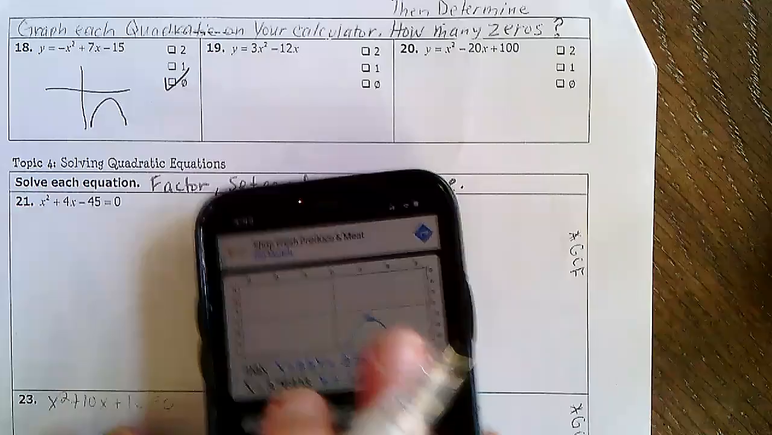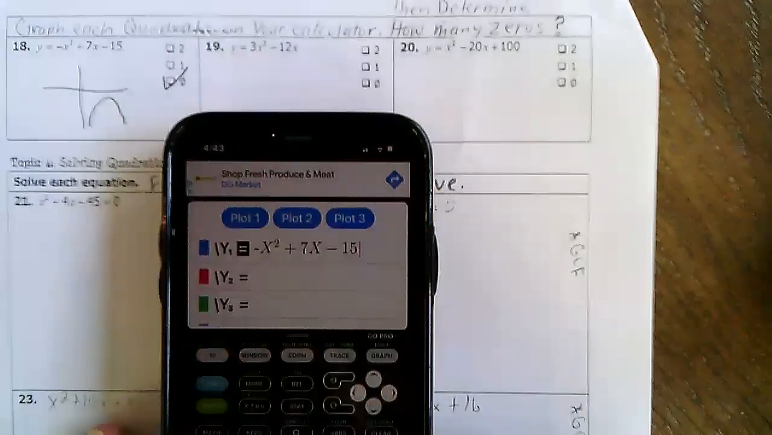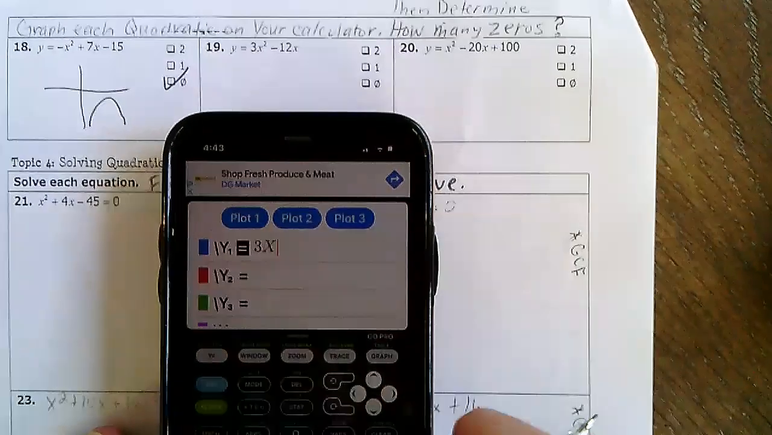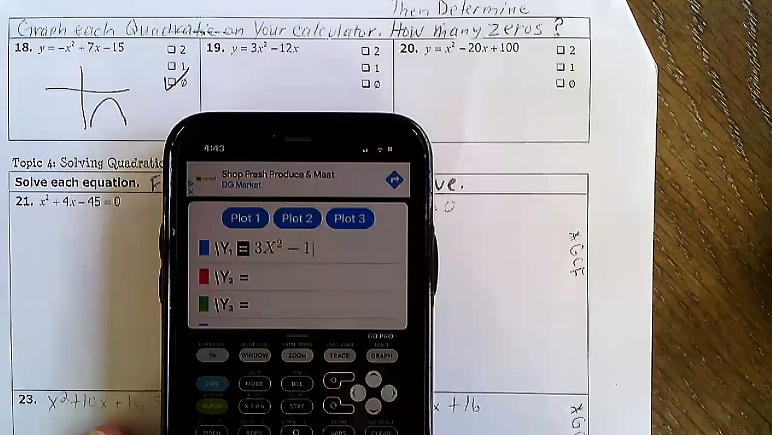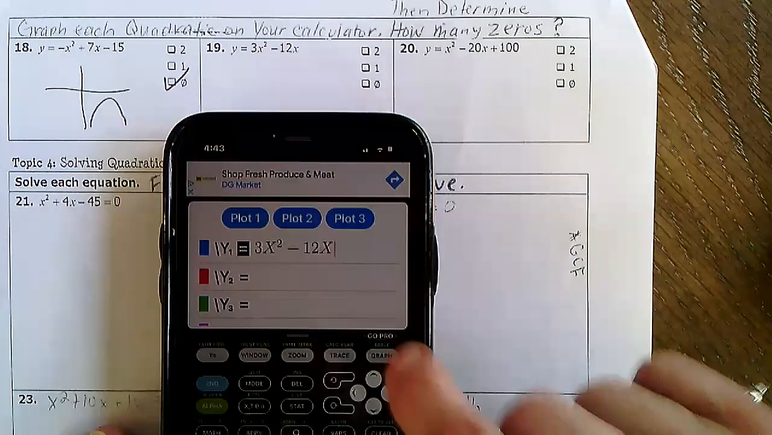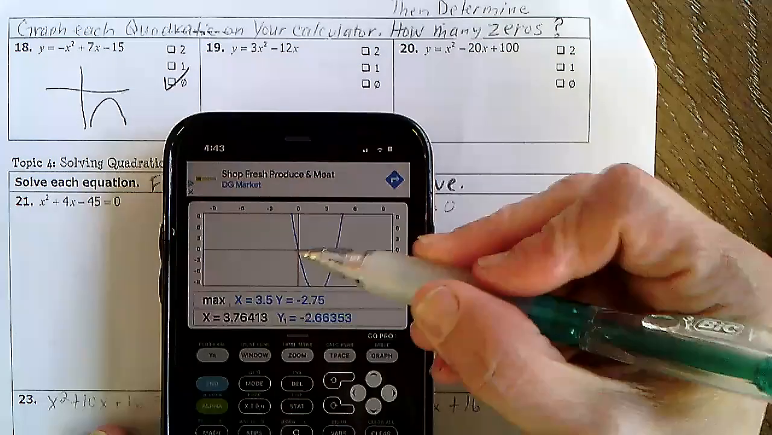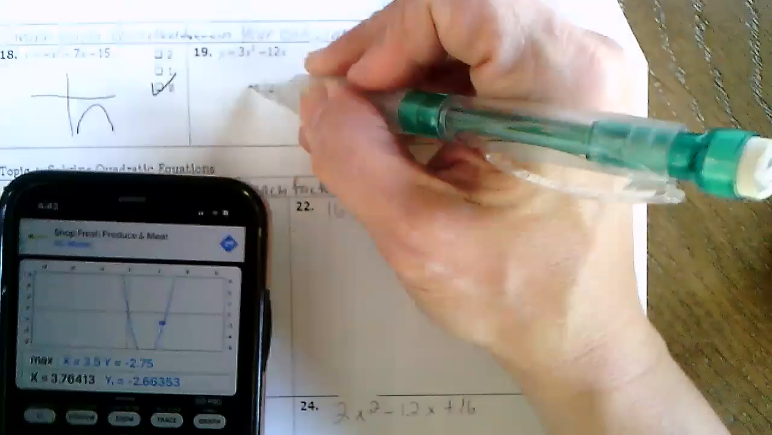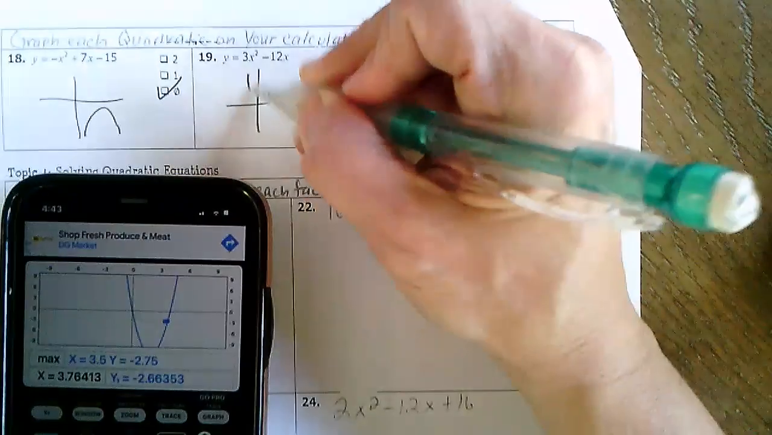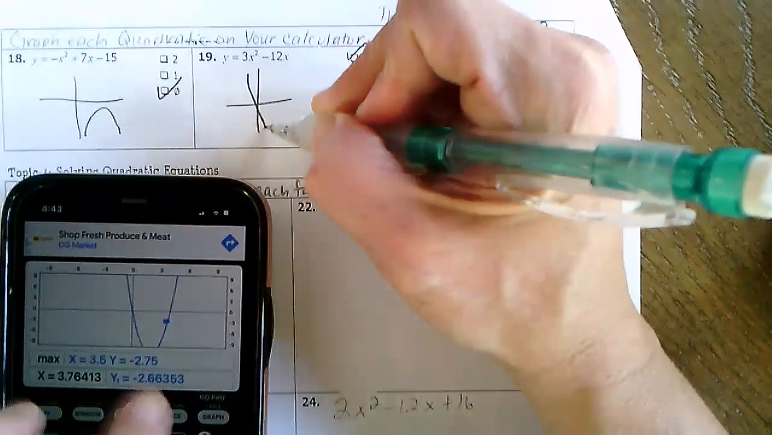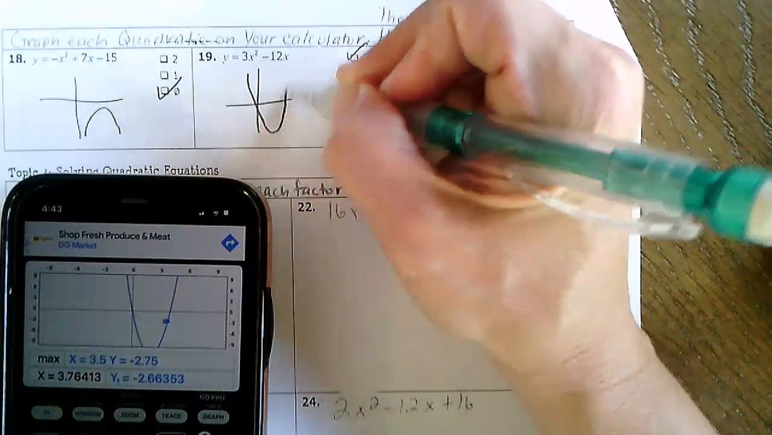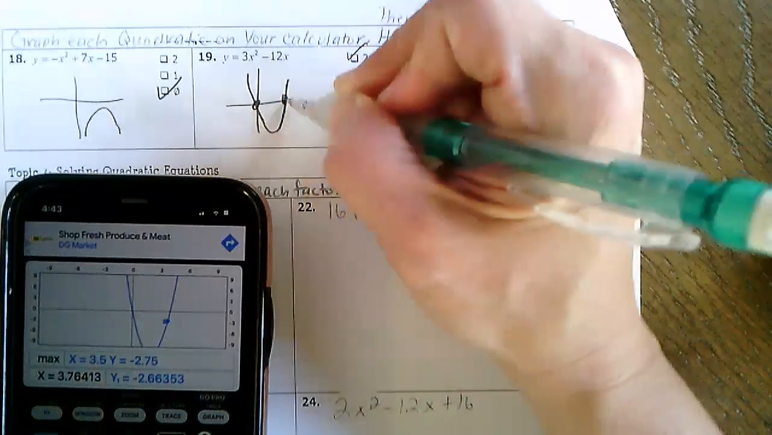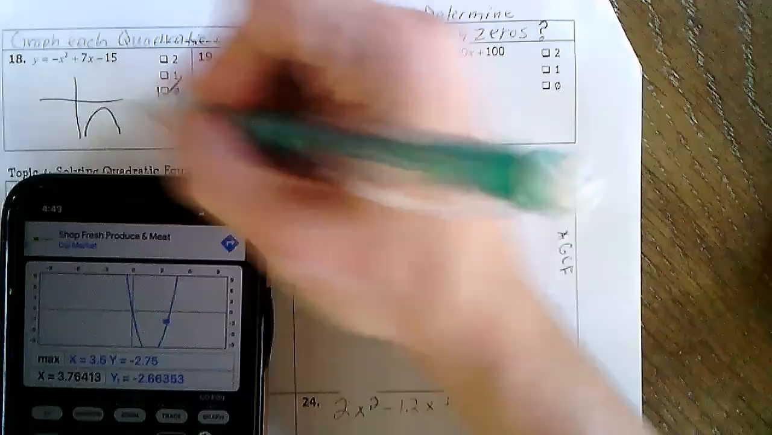Okay. All right, now let's try 3x squared minus 12x. 1, 2. 2 zeros. Because it went, and then it came down here somewhere, and then it came back up and it crossed again. So 2 zeros right there. This one has none.